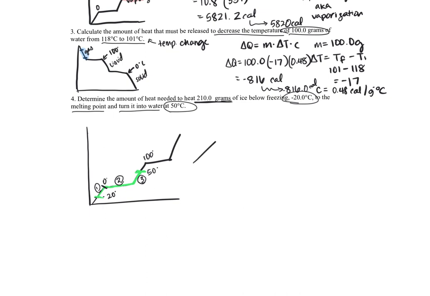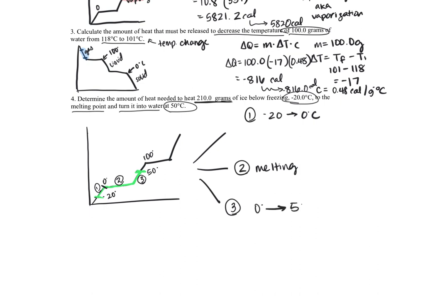So I need to break this up into 3 separate equations. One is going to be from negative 20 to 0. 2 is going to be the melting that's occurring. And then 3 is going to be the 0 degrees to 50 degrees.